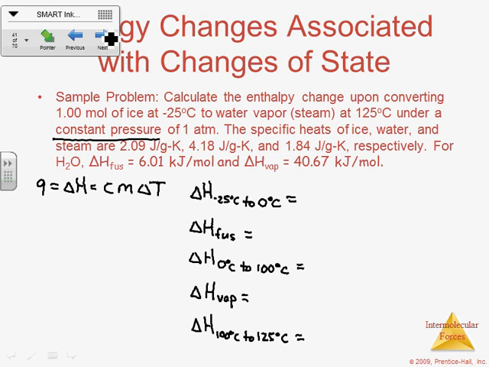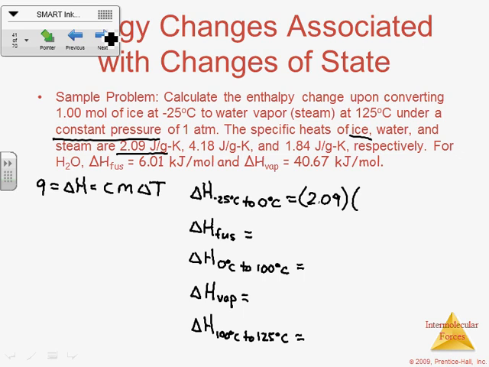So to go from negative 25 to 0, I'm just going to use the C times M times delta T equation, because that one involves a temperature change. My C here, my specific heat for ice, is 2.09 joules per gram times Kelvin. Just for the sake of room, I'm not going to put my units in here, but I need to pay attention to them. 2.09 joules per gram times Kelvin.